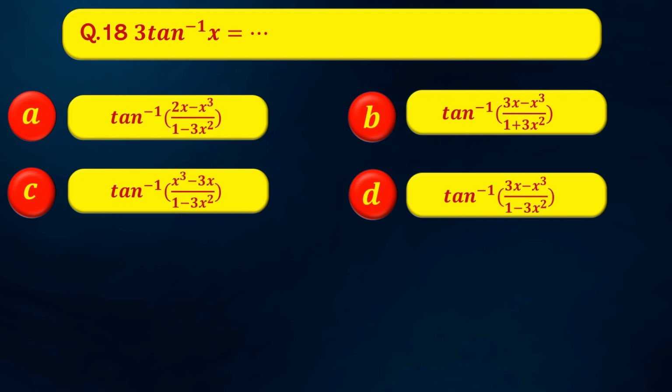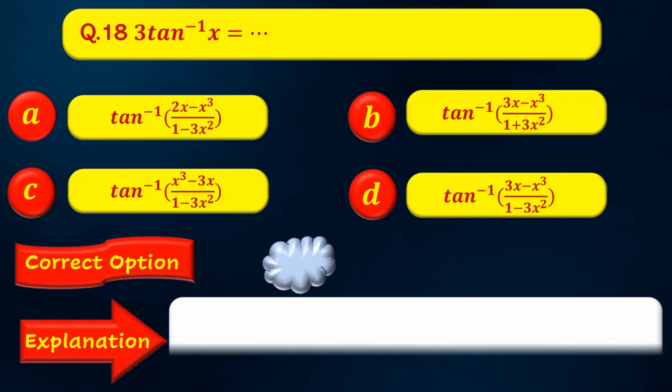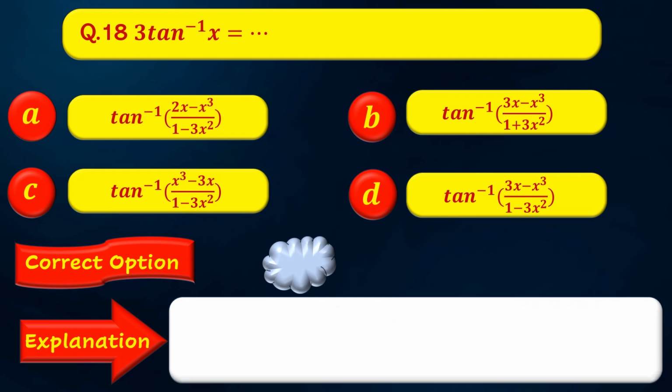Question number 18. 3 tan inverse x is equal to, and the options are, let's find out which one is the correct option. But before that, let's explain it.